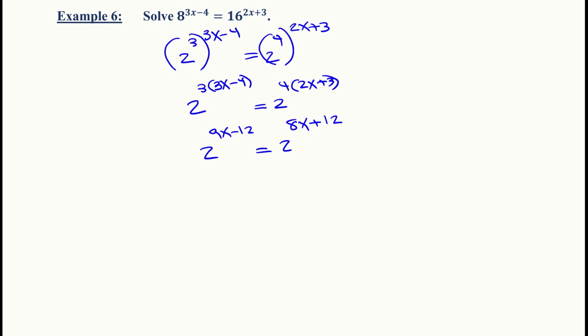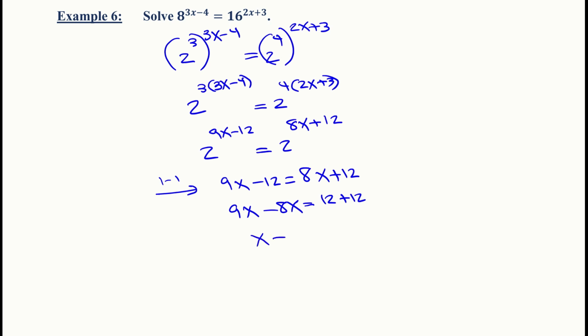So now we're going to go ahead and set those two exponents equal to each other, because of the one-to-one nature of the exponential function. So we get 9x minus 12 equals 8x plus 12. If we move the x's to the left side, we get 9x minus 8x equals 12 plus 12. So we get x equals 24.